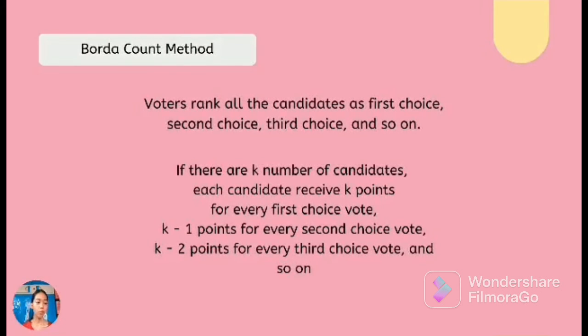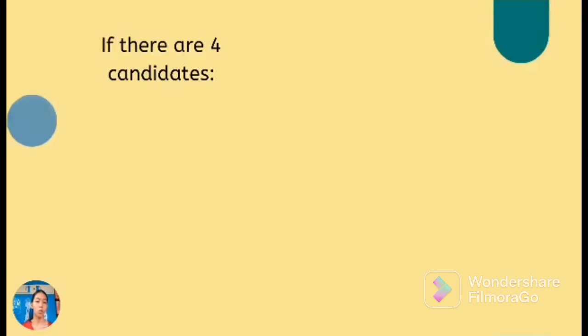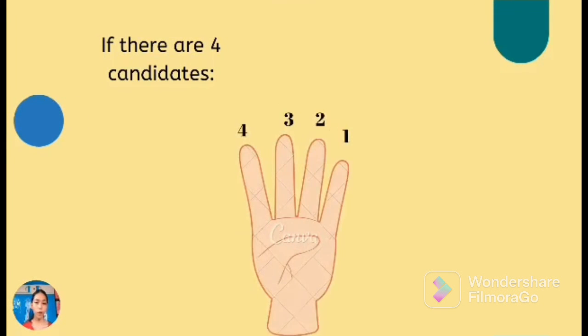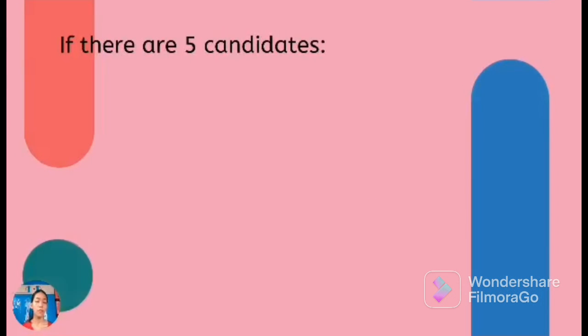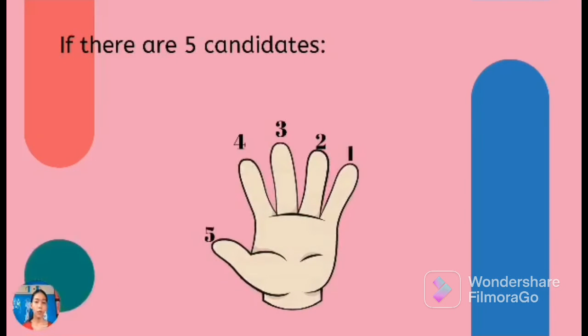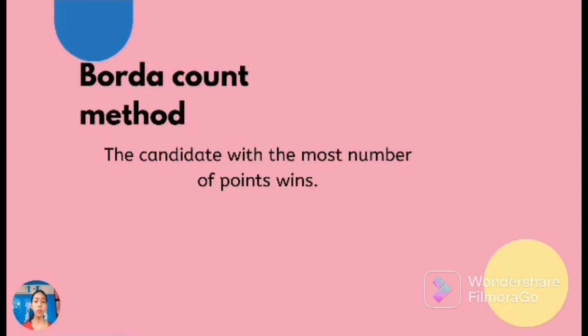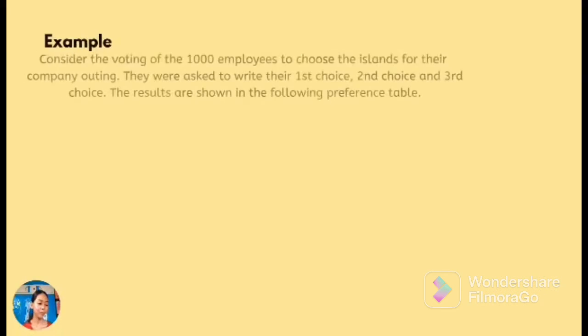So if there are k candidates, each candidate will receive k points for every first choice vote, k minus 1 point for every second choice vote, k minus 2 points for every third choice vote, and so on. So if there are 4 candidates, 4 points for every first choice vote, 3 points for every second choice vote, 2 points for every third choice vote, and 1 point for every fourth choice vote. And if there are 5 candidates, 5 points for every first choice vote, 4 for second, 3 for third, 2 for fourth, and 1 for fifth. The candidate with the most points wins.